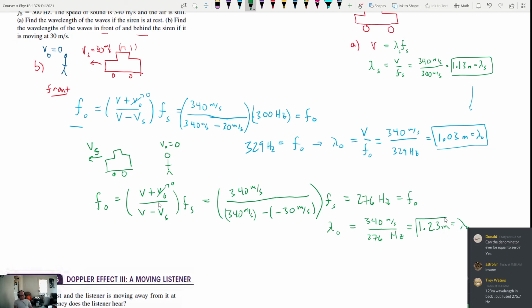So there we go. It's getting slightly cut off, but it just says lambda naught. Does anyone have any questions? Okay.